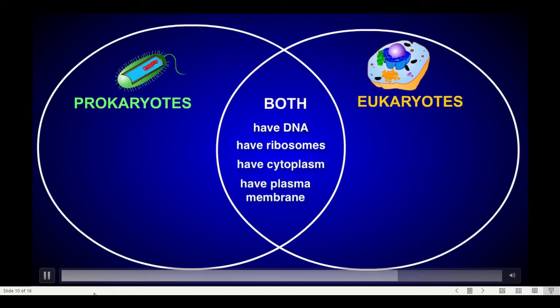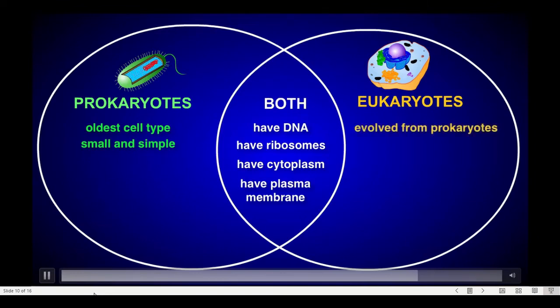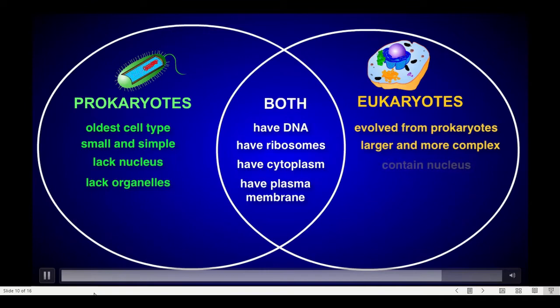Now let's look at some of the ways they differ. Prokaryotic cells are the oldest type of cell. They're small and relatively simple. Eukaryotic cells evolved from prokaryotic cells later. They're larger and much more complex internally. Prokaryotes lack both a nucleus and membrane-bound organelles. Eukaryotic cells have a nucleus and also contain organelles.